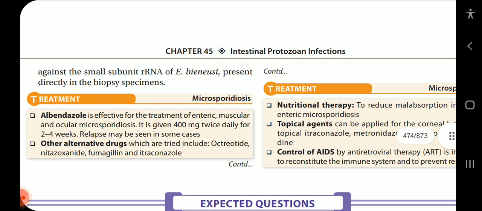Now coming to treatment: albendazole is effective for the treatment of enteric, muscular and ocular microsporidiosis. It is given 400 mg twice daily for 2 to 4 weeks. Relapse may be seen in some cases. Other alternative drugs which are tried include octreotide, nitazoxanide, fumagillin and itraconazole.